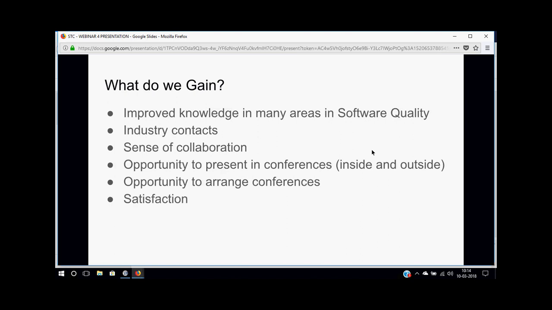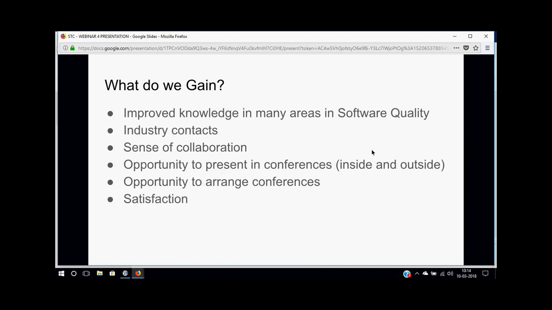So what do we gain by doing all these things? We gain improved knowledge, mainly in the area of software quality, but I believe that there's a lot more we gain outside software quality also. What do we gain by being a member of this community? We get a lot of contacts. We get contacts at all levels, at all kinds of experience. So there's a lot of benefit in having those contacts. I guess you understand those benefits.